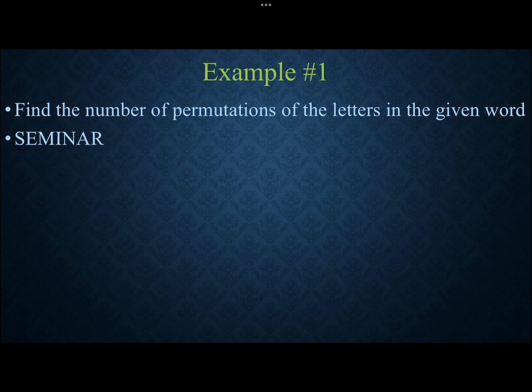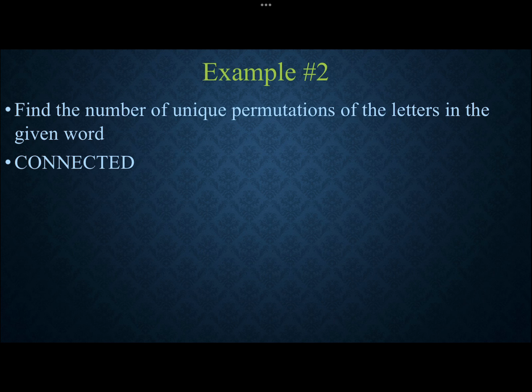So we have the word seminar here. We can see that there are 7 letters. So we would have a 7 factorial. And we're taking a look at each of those letters, and none of the letters are being repeated. So it's just simply 7 factorial. So you'd find the factorial button on your calculator, do 7 factorial, and you'll find your answer is 5,040. Very simple.